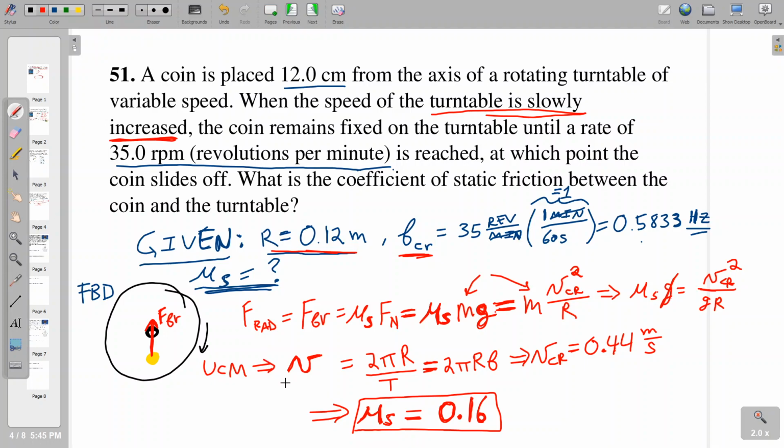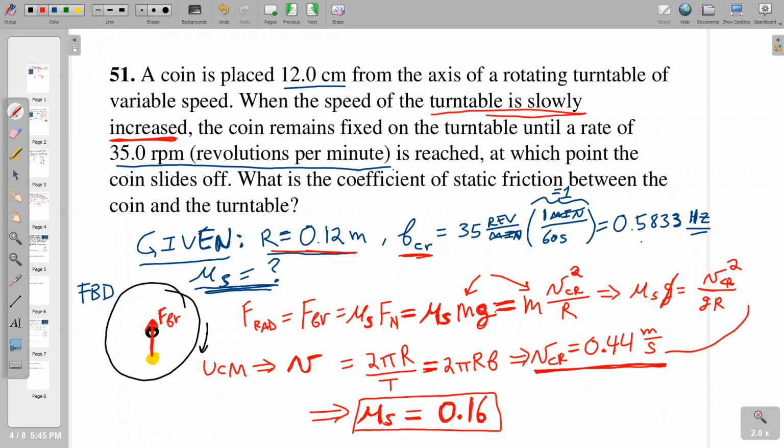me that velocity is 2 pi r over T, the period, and that is just another way of saying it's 2 pi r times f, the frequency. So the critical velocity is just the critical frequency times 2 pi r. I plugged that into my calculator, and I got that the critical velocity is 0.44 meters per second.